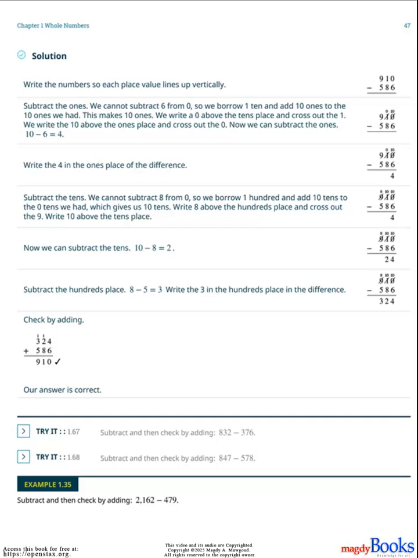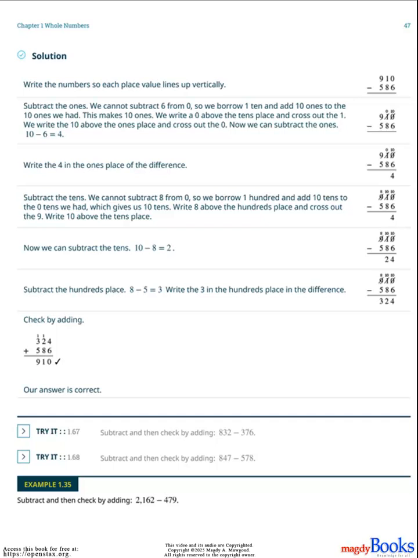We write a 0 above the tens place and cross out the 1. We write the 10 above the ones place and cross out the 0. Now we can subtract the ones. 10 minus 6 equals 4. Write the 4 in the ones place of the difference.